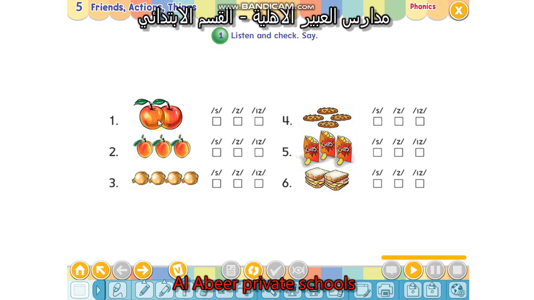We notice that apples ends with the sound z. But apricots ends with the sound s. But sandwiches ends with the sound is. So we have here 3 sounds. The first sound is s, the second sound is z, and the third sound is is. Okay, let's move to another exercise.